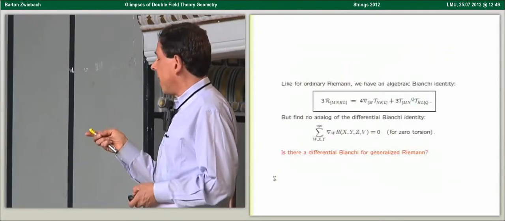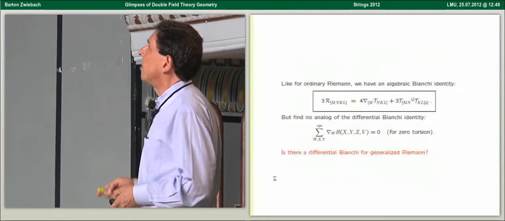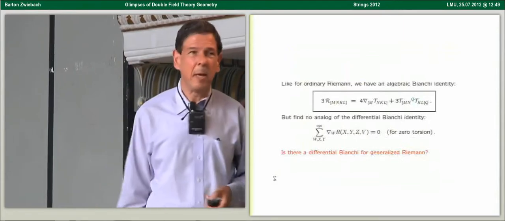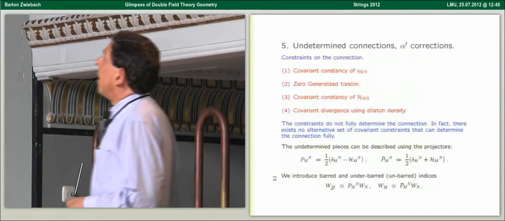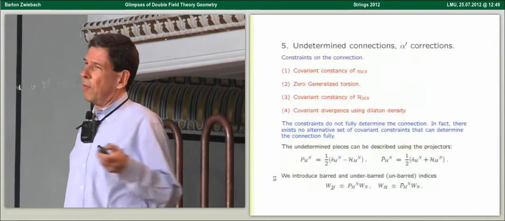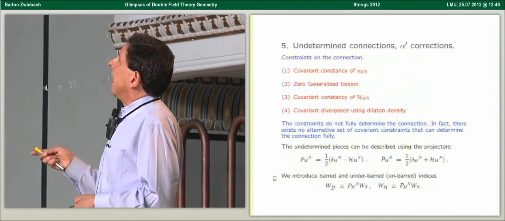It has a Bianchi identity like in ordinary geometry, but we find no analog of the differential Bianchi identity. And that seems to be a big puzzle. For lack of time, I think I will skip a little bit of this subject.